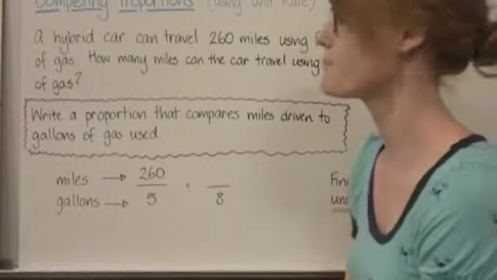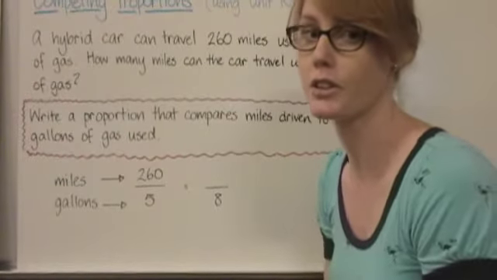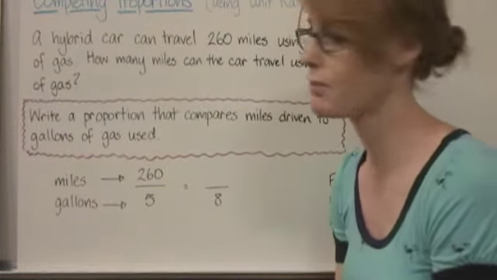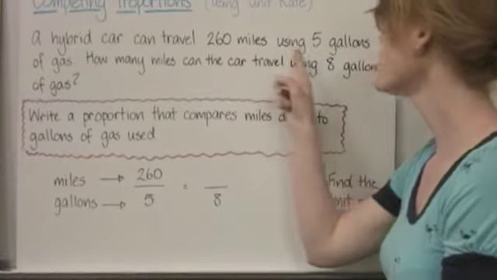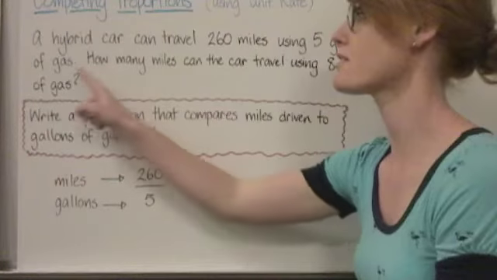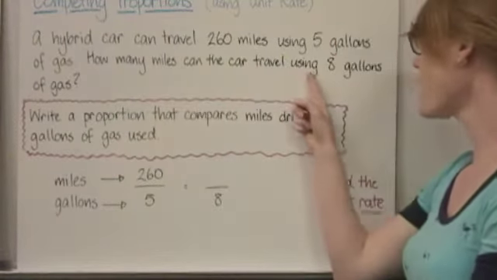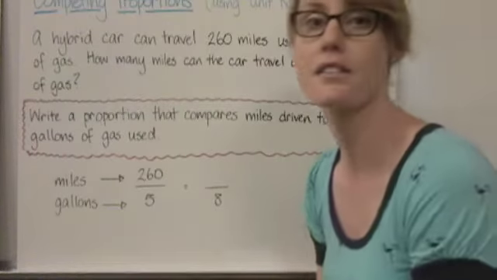Completing proportions, and we're going to use our knowledge of unit rate to do this. So here's a problem for us. A hybrid car can travel 260 miles using 5 gallons of gas. How many miles can the car travel using 8 gallons of gas?